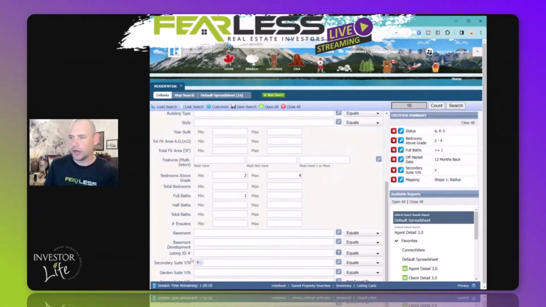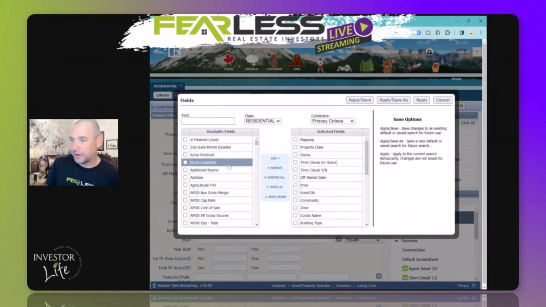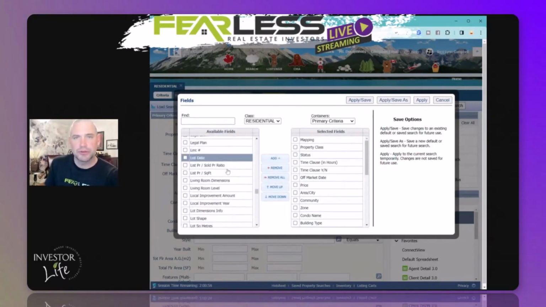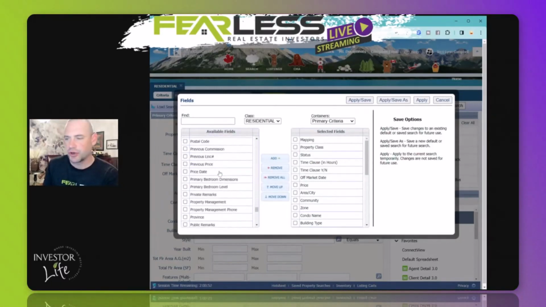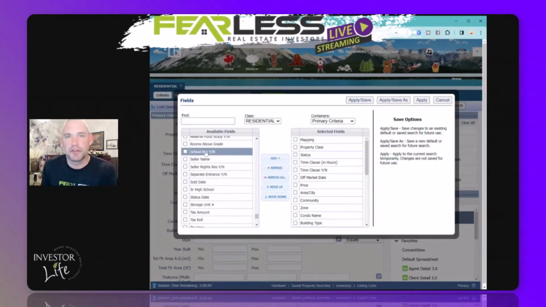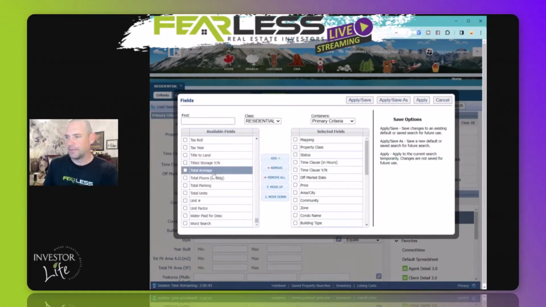We can go on and on about the criteria. You're able to customize this and add a million more fields. I'll just scroll through here quickly. You can see all the different types of fields that your realtor is able to add into their search criteria. For example, is it serviced by a school bus? Yes or no? That is something you can have.